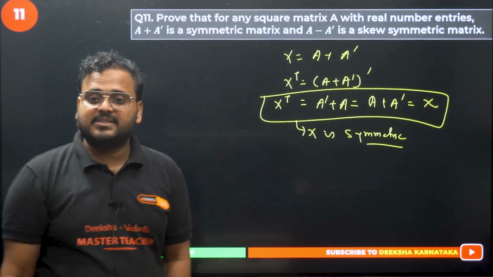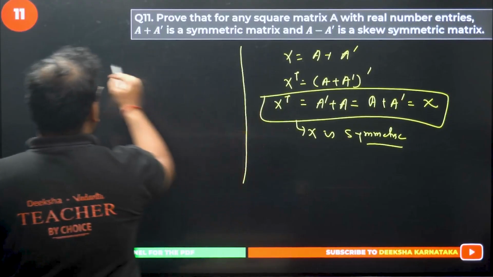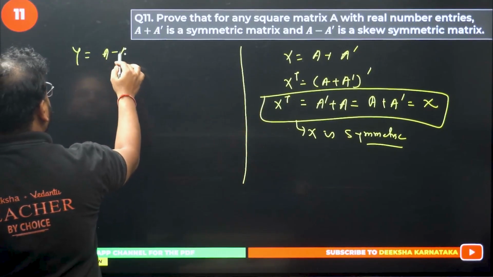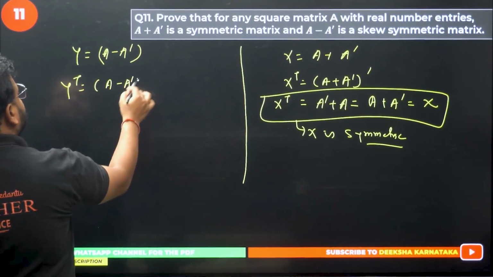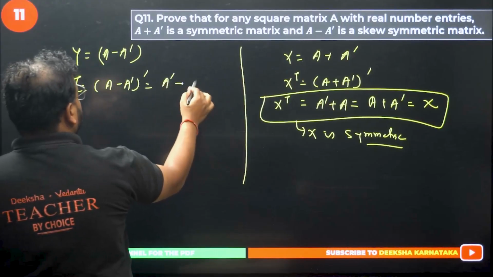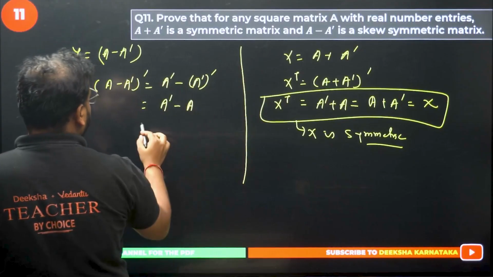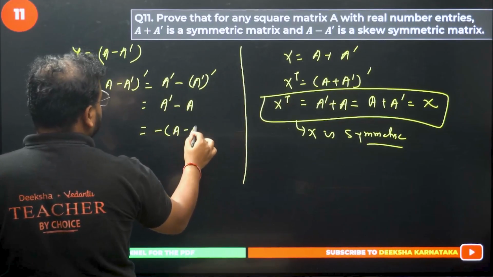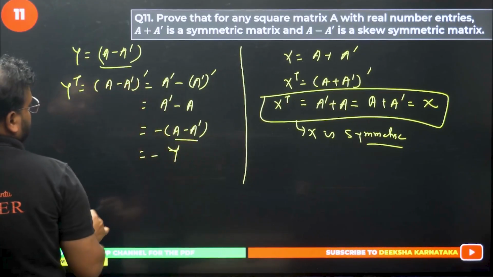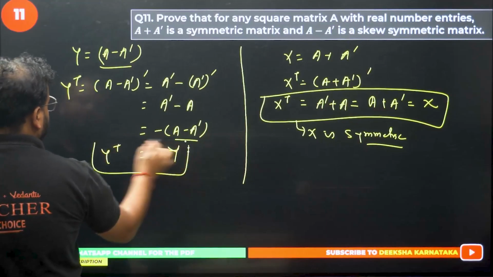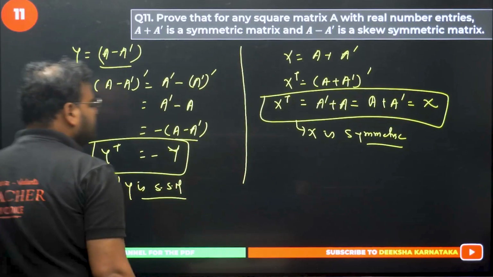What's the X over here? A plus A transpose. I've proven that A plus A transpose is symmetric in nature. Let's go ahead and prove the other one. Take Y as A minus A transpose. Again, take Y transpose equals the transpose of A minus A transpose. A transpose minus A transpose transpose. How much is this? A transpose minus A. Take the minus sign common, you get minus of A minus A transpose. This is Y, right? So I'm getting Y transpose is minus Y. It means Y is a skew-symmetric matrix.